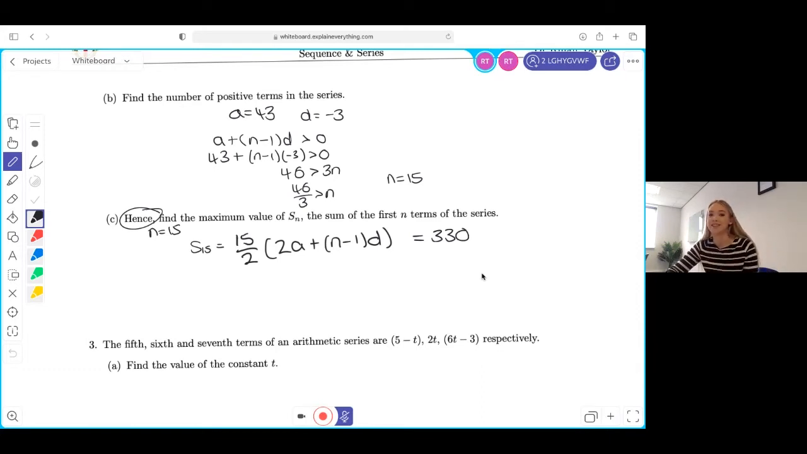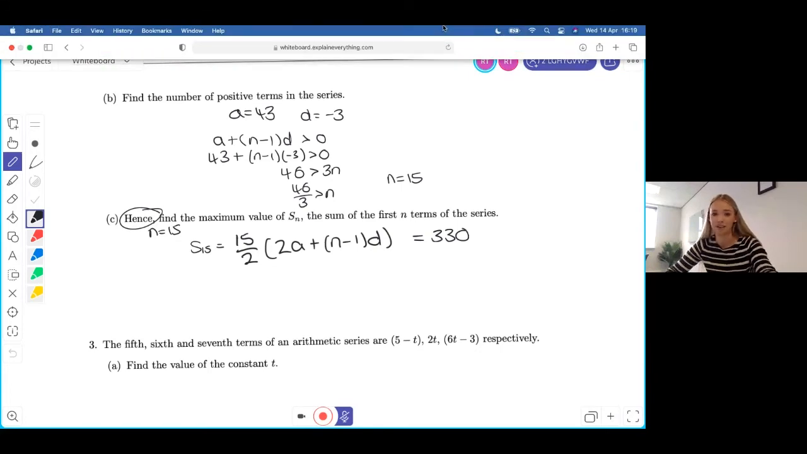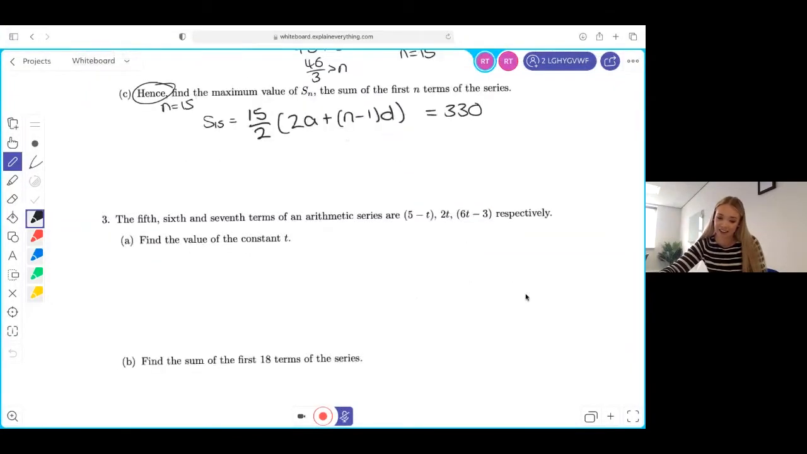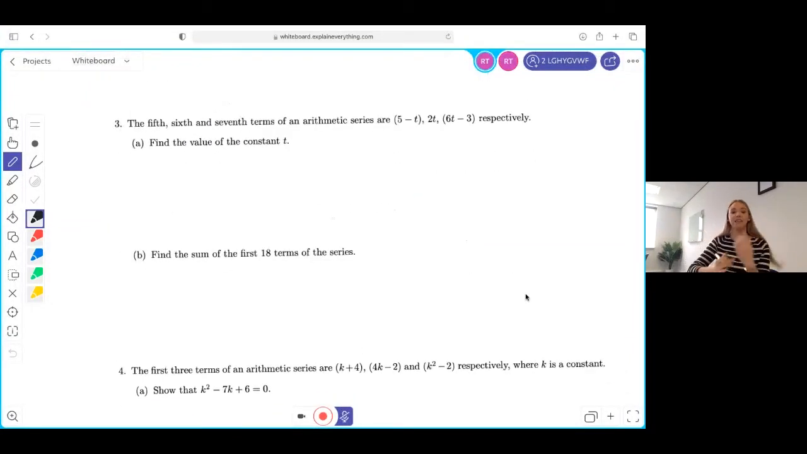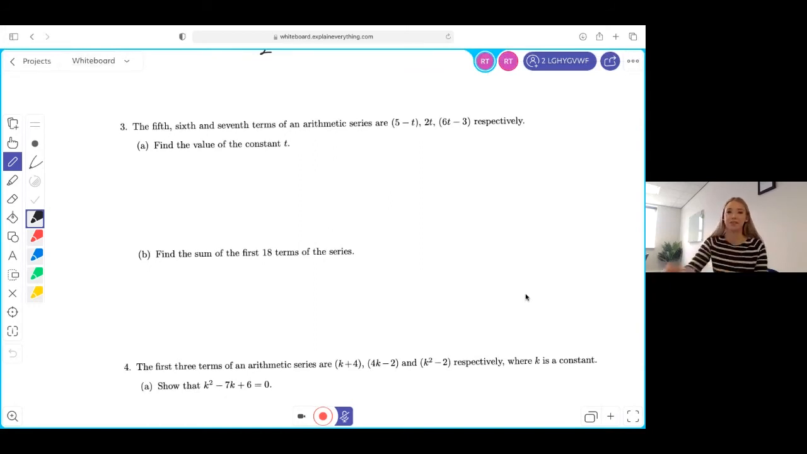The next one that I wanted to look at is more of an algebraic one. This one looks at the 5th, 6th and 7th term of an arithmetic series, and we just want to find the value of the constant t. If we know that this is the 5th term, that in terms of our a and d would be a plus 4d, and then we'd have a plus 5d, and then a plus 6d will be our 7th term. We would have there 3 equations and 3 unknowns, and we can calculate what our a, d and t are.